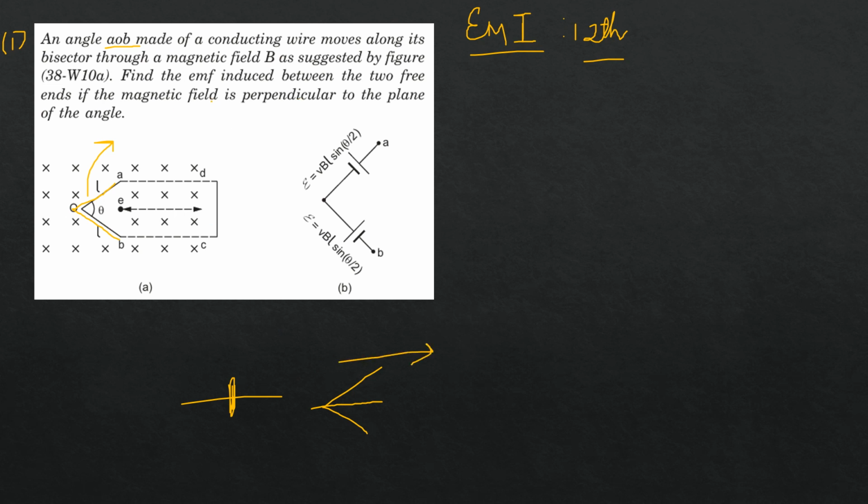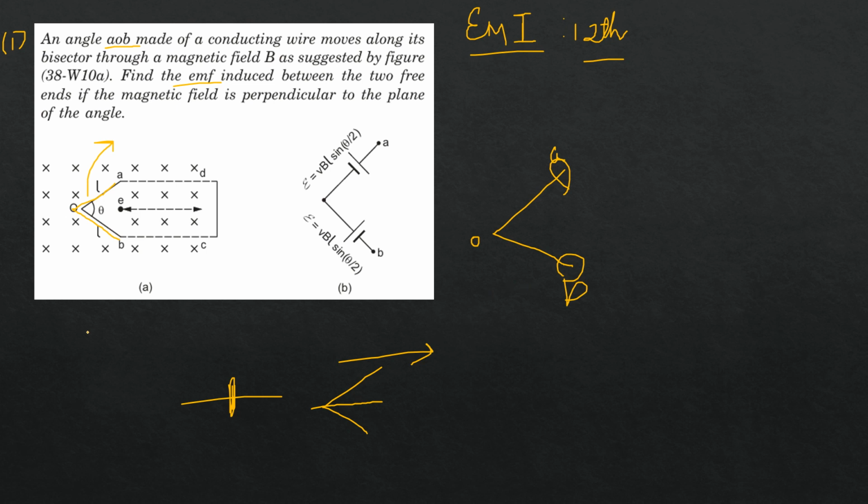Find the EMF induced between the two free ends. What are the two free ends here? This is the angle, this is your AOB. So the two free ends are what? These are the two free ends. So we have to find the EMF induced between the two free ends if the magnetic field is perpendicular to the plane of the angle.